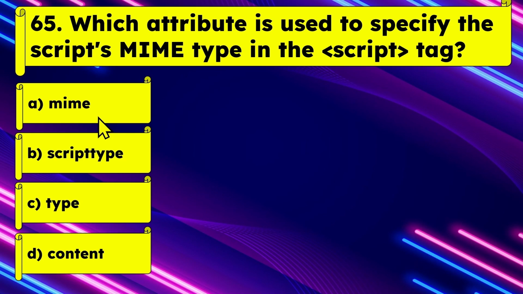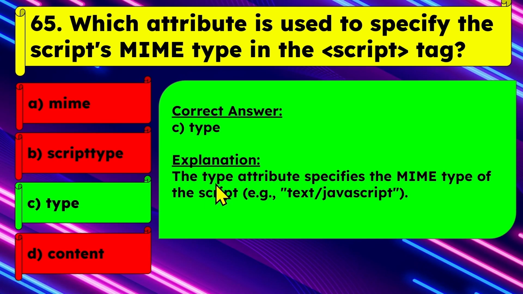Next question is, which attribute is used to specify the script's MIME type in the script tag? Option A MIME, option B script type, option C type, or option D content. So here the correct answer is option C type. You can see the type attribute specifies the MIME type of the script. Example: text/JavaScript.